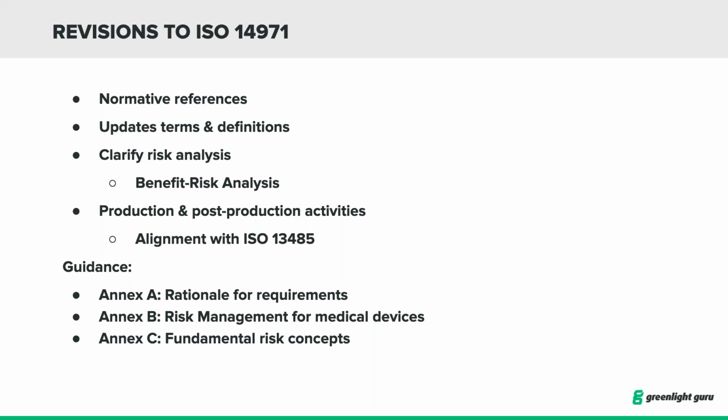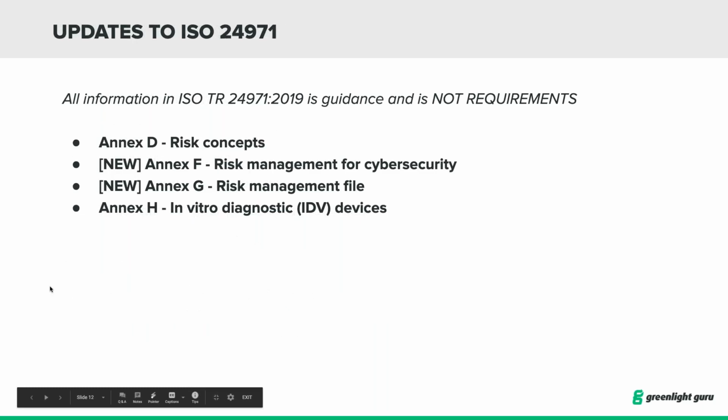A couple of annexes that are pretty good. It gives you a little bit more depth and detail. There's also some additional information. Let me go to, there's a corresponding guidance document. This is pretty recent as well, but the 24971 has a few more details around cybersecurity and the risk management file, and really this guidance document is really good information to help you better understand what is expected of you from a risk management standpoint.